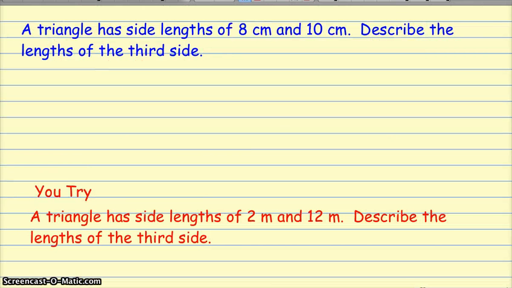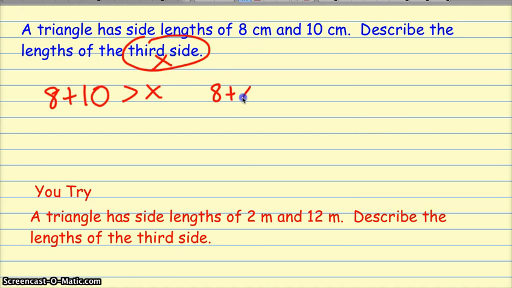All right, couple more problems. A triangle has side lengths of 8 and 10. Describe the lengths of the third side. I don't know the length of the third side, so I'm going to go ahead and call it x, and I'm going to set up these three inequalities. If I do 8 and 10, whatever 8 and 10 centimeters, it's going to have to be bigger than the third side. If I look at 8 and the third side, it has to be bigger than 10. And if I do 10 and the third side, it's going to have to be bigger than 8.